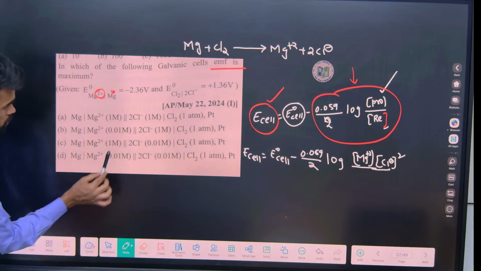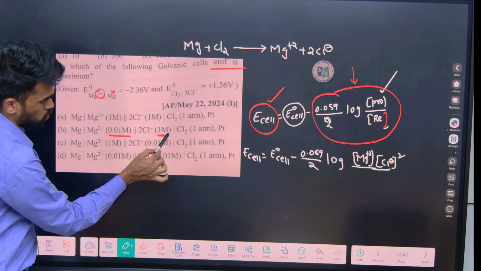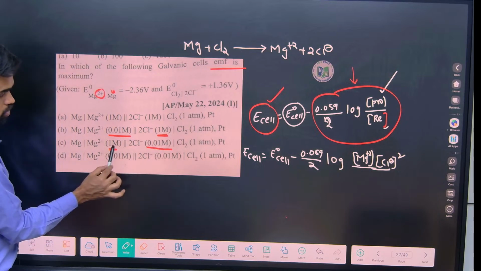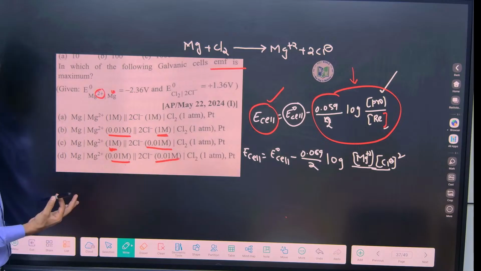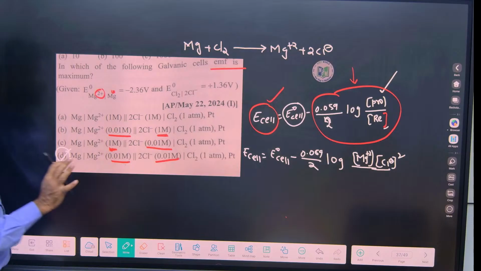See, here we have 0.01, and chloride ion concentration is 1 molar. Here it is 1 molar, this is 0.01. These are bigger values here. Here both of them are smaller values only. So what is suitable? D. That's it. Is it clear what we are doing? That's it.